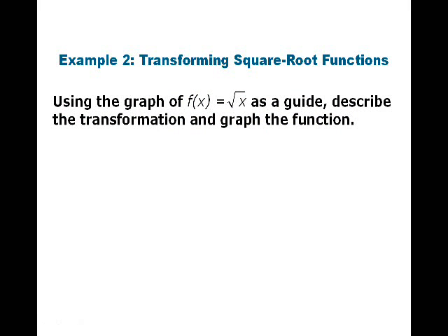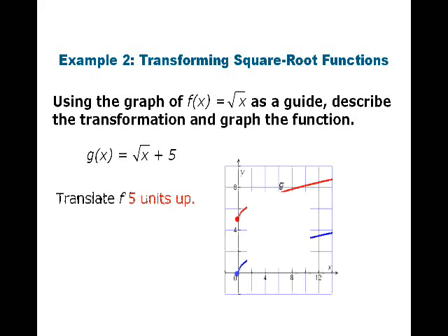So using the graph of the square root of x as a guide, describe the transformation and graph the function. So here we have g of x equals the square root of x plus 5. So this plus 5 is outside away from the x, so that means it's for the y values. So since we are adding 5 to the y values, that means we've moved our graph up 5 units. So in the blue graph, you can see that's our parent function, and the red is our new function.